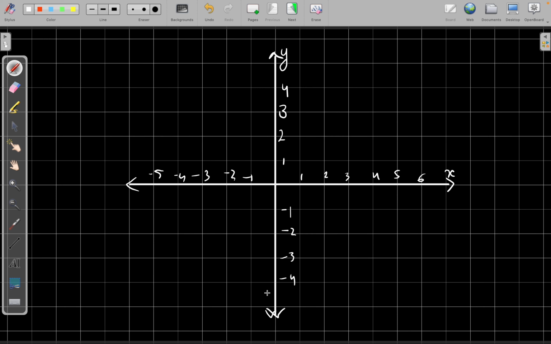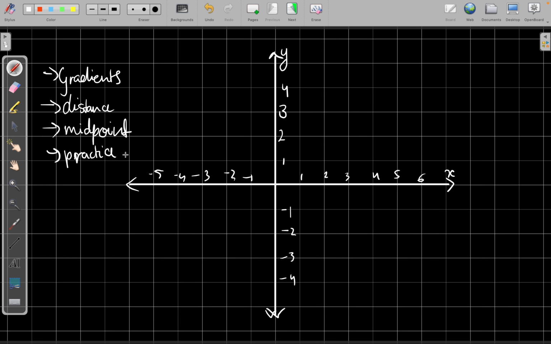Today we're going to start off with gradients. Then the distance, midpoint, and finally some practice. We're going to have a basic example for now.